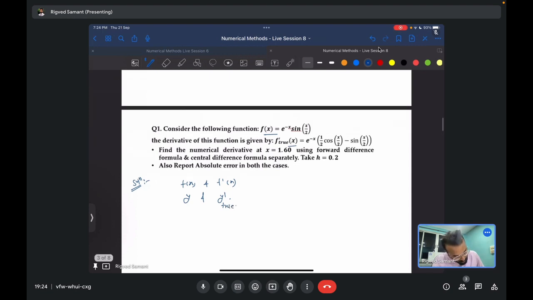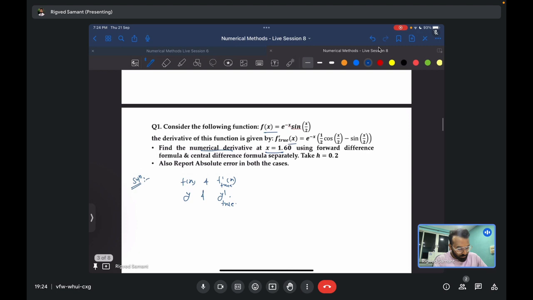Okay, this is also true. And they are telling you to find the numerical derivative at x is equal to 1.6 using the forward difference formula and the central difference formula separately. Take h is equal to 0.2.